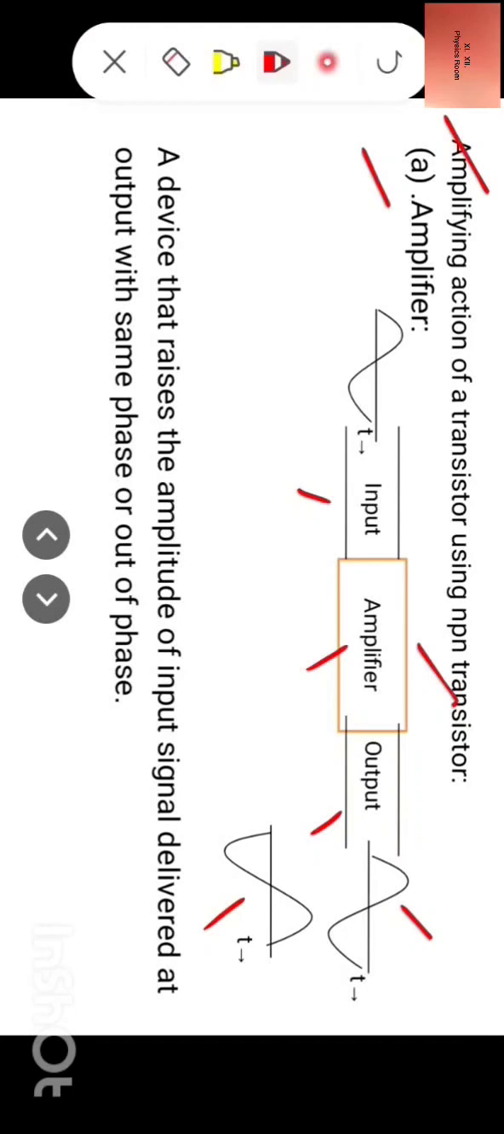Okay, so what is an amplifier? Amplifier is a device that raises the amplitude of input signal delivered at output with same phase or out of phase. So this is the signal with same phase and this is the signal with out of phase. Okay, so but the amplitude is more than the input in both the cases. So this block is an amplifier.